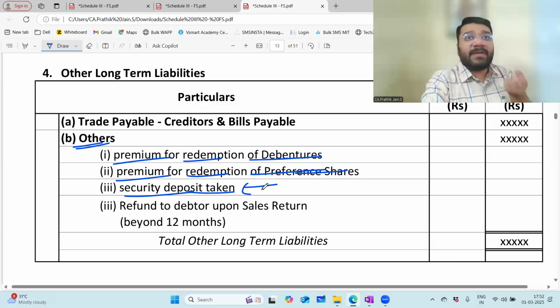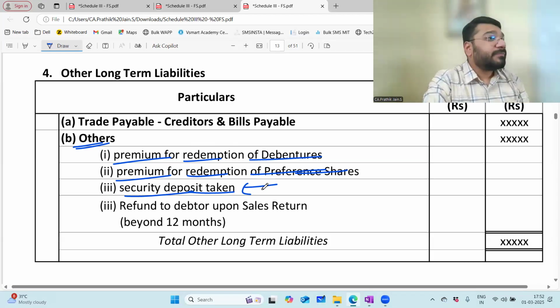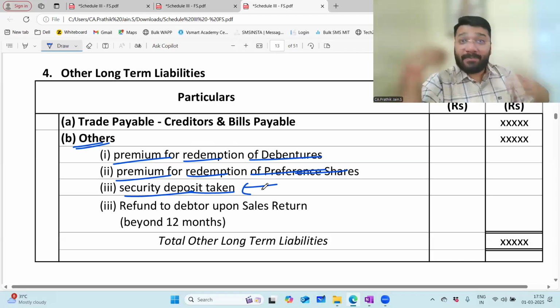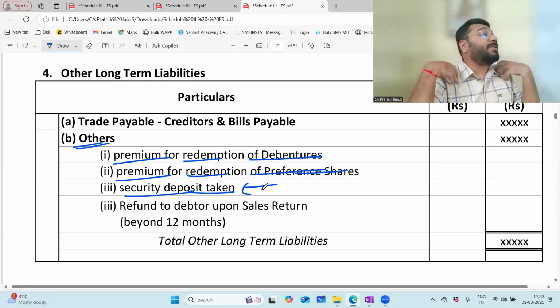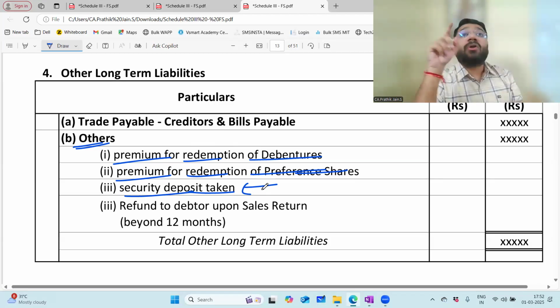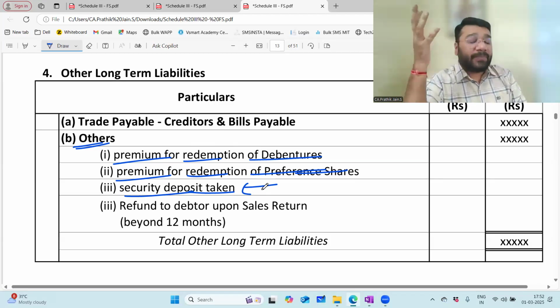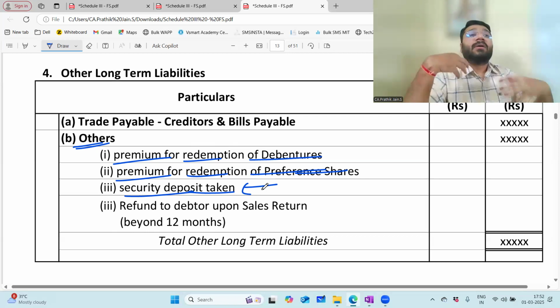This deposit the company takes, no? When will it give it back? Whenever you are surrendering the connection. So if I'm surrendering the BSNL connection, if I'm giving the telephone back to them, at that time they will give my deposit back.